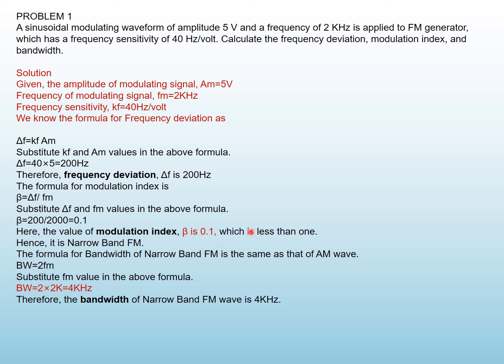When it is very, very small, we can say that this is a narrowband FM, and the formula for calculating the bandwidth of narrowband FM is 2 times fm. So 2 times fm, with fm given as 2 kilohertz, is on the whole 4 kilohertz. Therefore the bandwidth of the narrowband FM wave is 4 kilohertz. So we have found all three parameters: frequency deviation 200 hertz, modulation index 0.1, and bandwidth 4 kilohertz. We'll move on to the next problem.